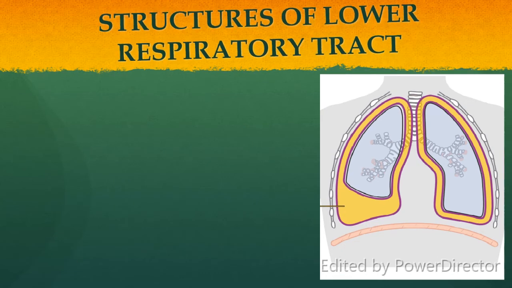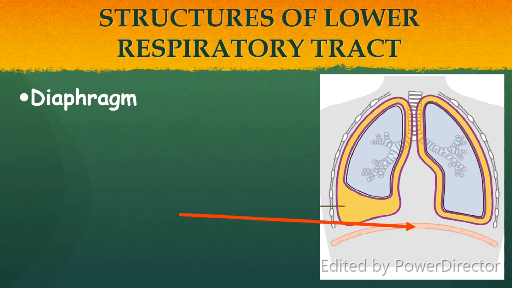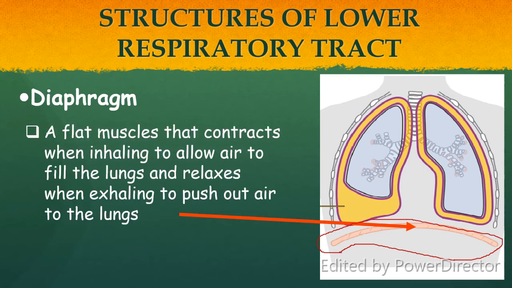And the last structure is the diaphragm. So that part is the diaphragm. It is a flat muscle that contracts when inhaling to allow air to fill the lungs and relaxes when exhaling to push air out of the lungs.